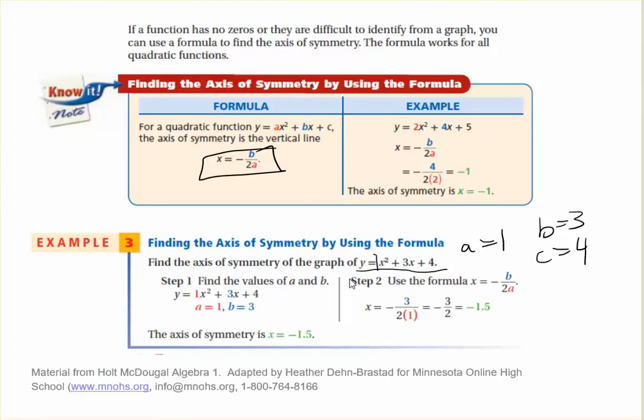So to do this, all we do is use the formula. We plug in b, so that would be 3, and 2 times a, where a is 1, so 2 times 1 is 2. So negative 3 over 2, which we could leave like that if we wanted, or negative 1.5. And when we write the equation, remember it has to be x equals, and then the value that you found. So in this case, it would be x equals negative 1.5.